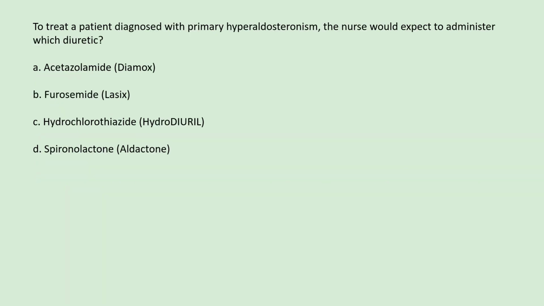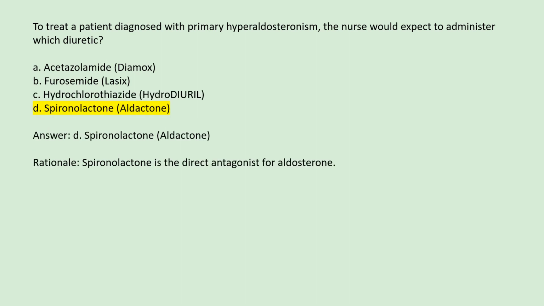To treat a patient diagnosed with primary hyperaldosteronism, the nurse would expect to administer which diuretic? A. Acetazolamide, Diamox, B. Furosemide, Lasix, C. Hydrochlorothiazide, Hydrodiuril, D. Spironolactone, Aldactone. Answer: D. Spironolactone, Aldactone. Rationale: spironolactone is the direct antagonist for aldosterone.